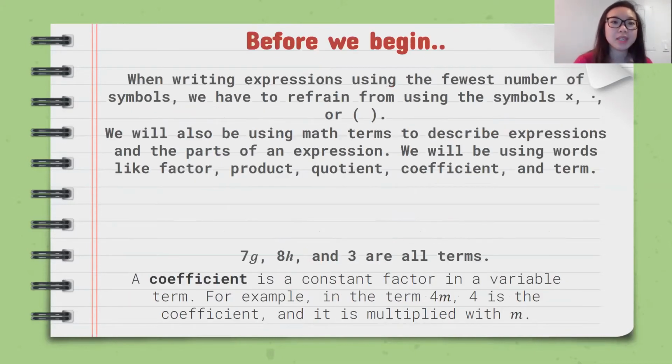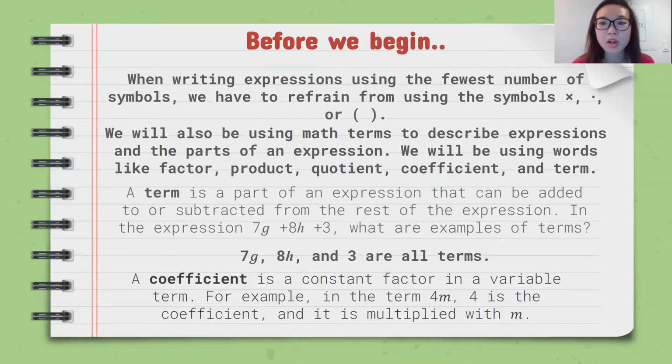So before we begin, when writing expressions using the fewest number of symbols, we have to refrain from using the symbols times, multiply, or the parentheses. We will also be using math terms to describe expressions and the parts of an expression. We will be using words like factor, product, quotient, coefficient, and term. So those are the terms we'll be using.